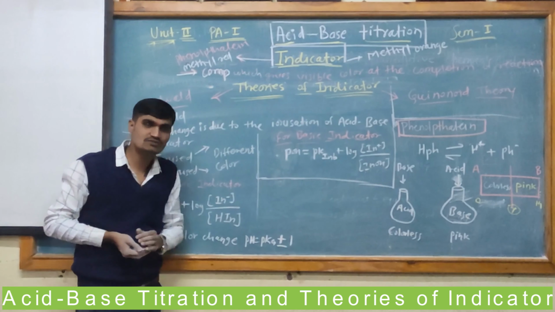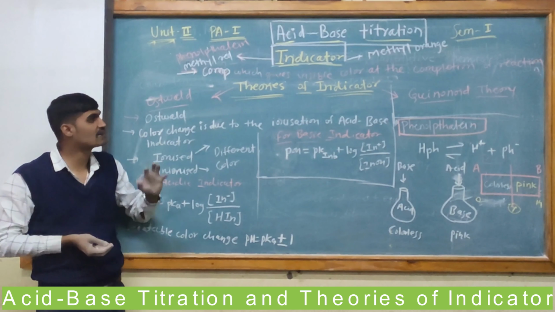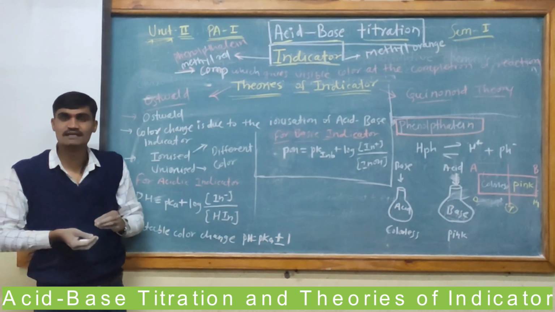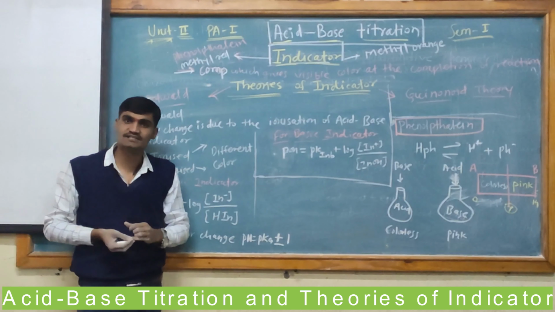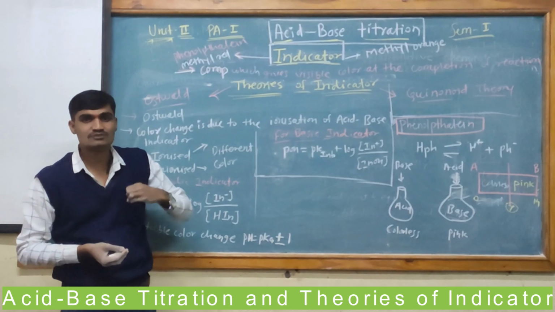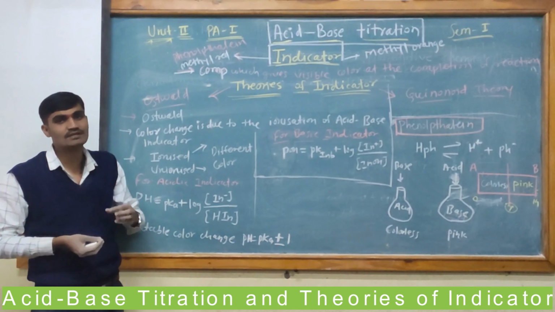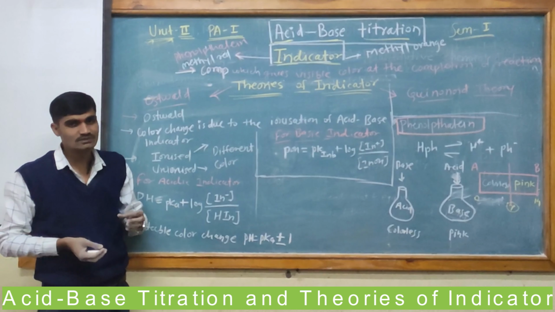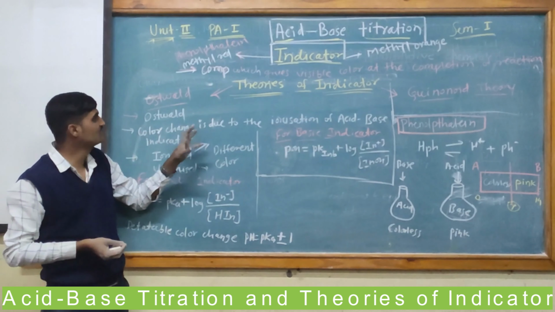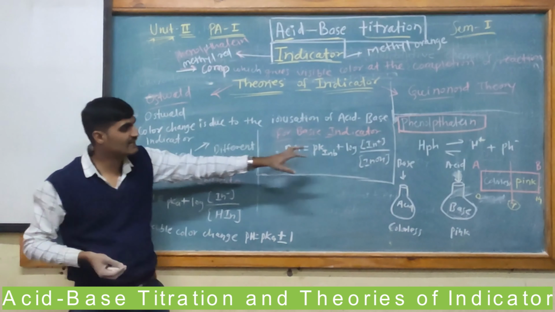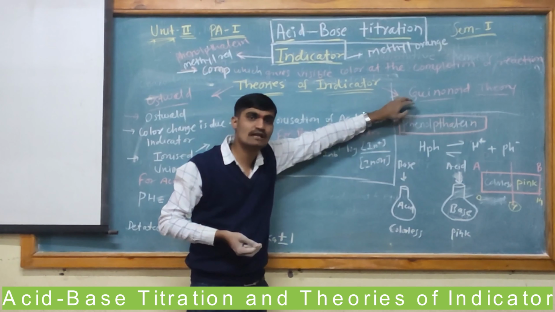There are two theories of indicators. Why is there a color change? Generally we perform titration, and you have observed colorless to pink, pink to colorless. Why does this happen? This concept is based on two theories. The first is the Ostwald theory and the second is the Quinonoid theory.